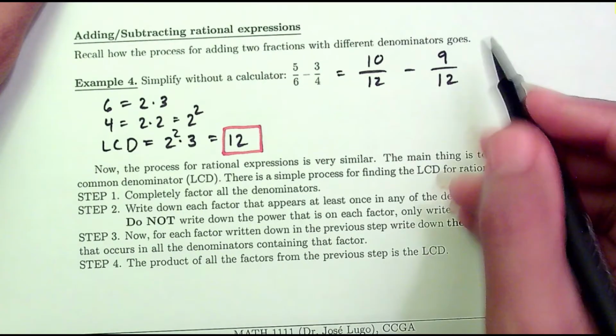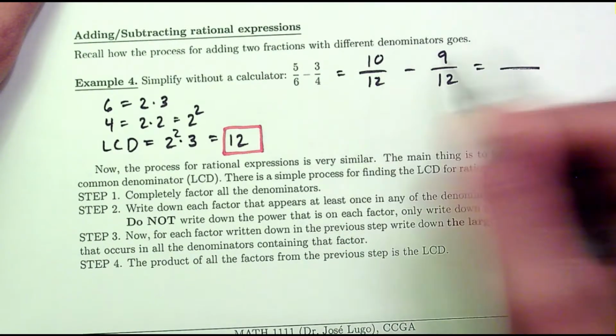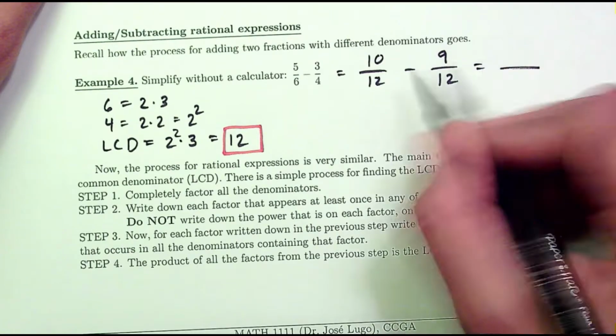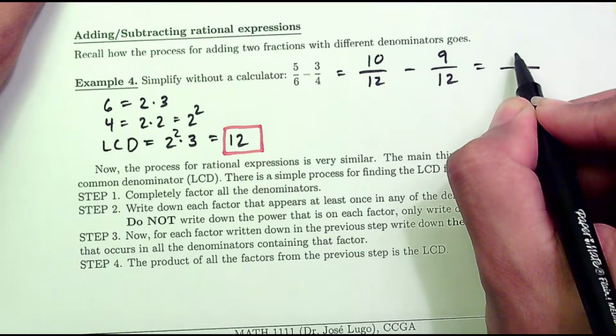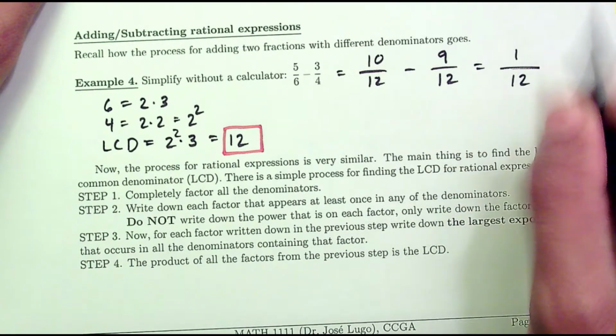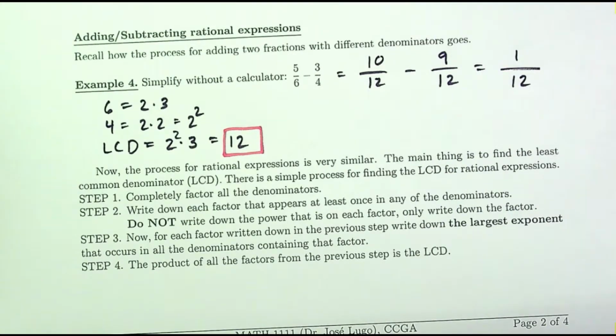And once the denominators are the same, you can just subtract across the numerators. 10 minus 9 is 1. So the answer is 1 over 12.